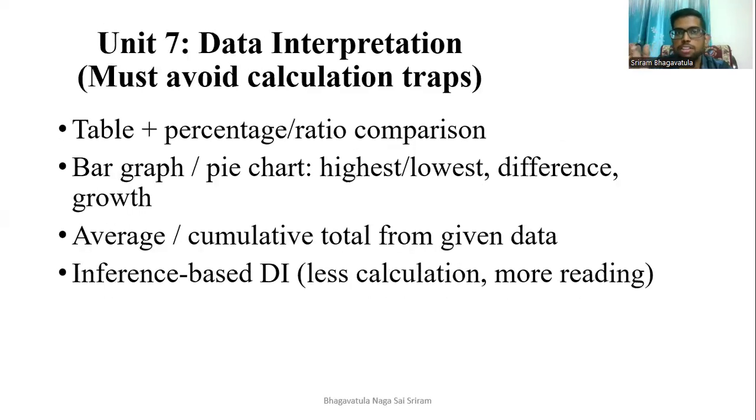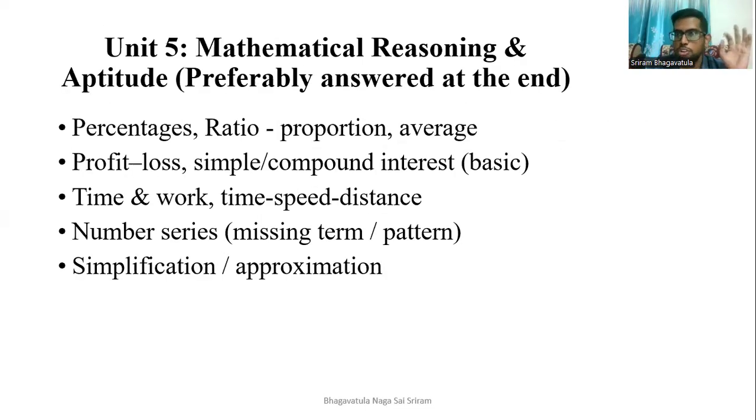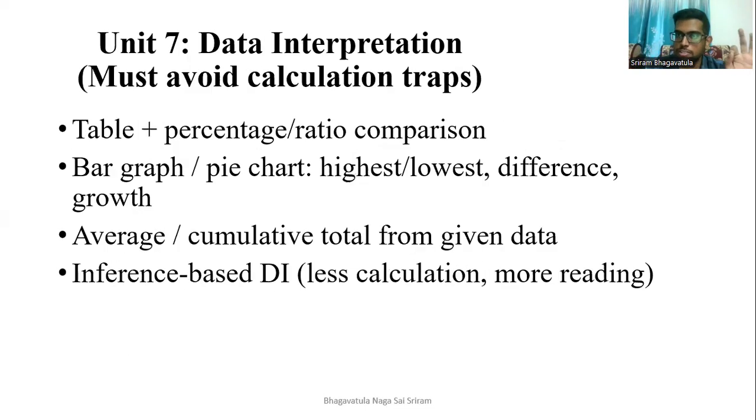Next comes unit 7, that is related to data interpretation. You should avoid the calculation traps. This is very, very important, because don't be in a hurry to solve everything, because it is impossible to score 50 out of 50, or in rare cases you can score. But with respect to these three units, what are the three units? Unit 5 mathematics, unit 6 logical reasoning, unit 7 data interpretation. You need to be very, very careful.